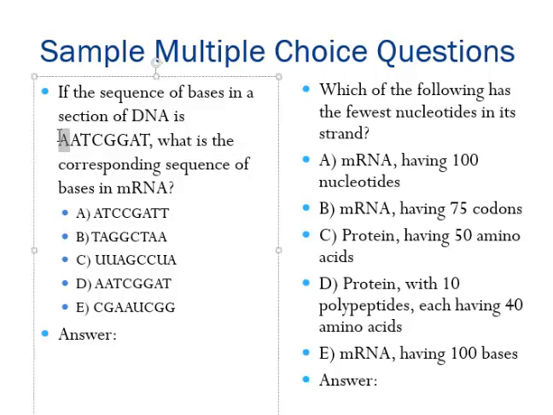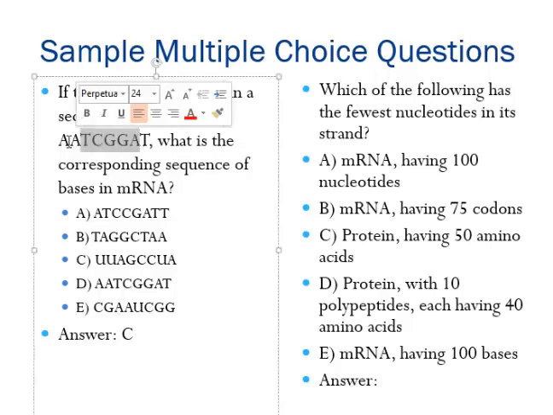So the A would correspond with a U. Just looking at the first three, AAT would have to be UUA. And I can see there's only one choice that starts with UUA. Let's just make sure the rest are correct. CGG would be GCC, which it is. And then AT would be UA, which it is. So C would be the corresponding example of base sequences to this one.